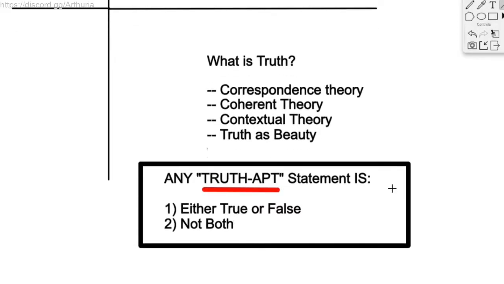Is this statement true? That's a question, so it's not truth apt. Questions are not truth apt. Commands are not truth apt. There's one other type that doesn't take a truth value. That's not one of these two things. So this is what makes a statement truth apt, is these two things. So what's another statement that doesn't fit these two?